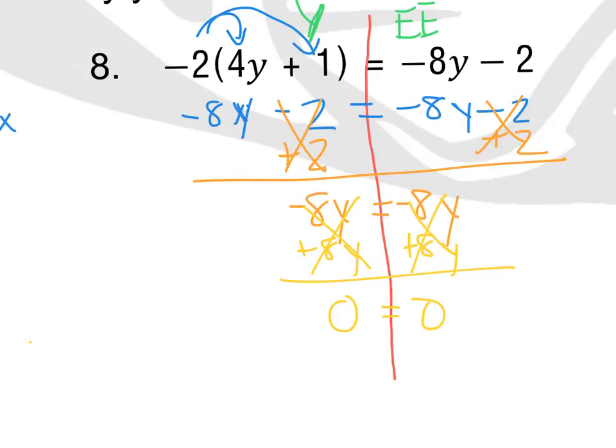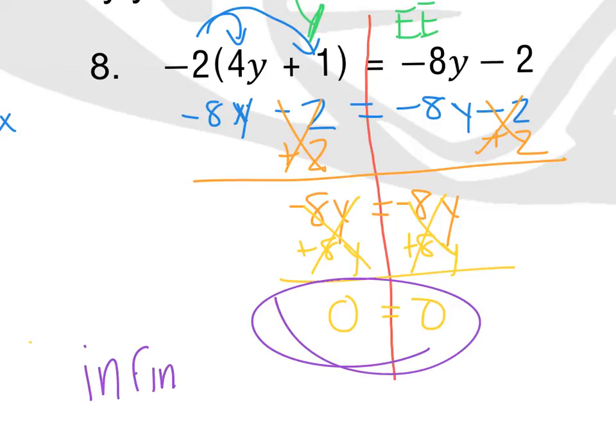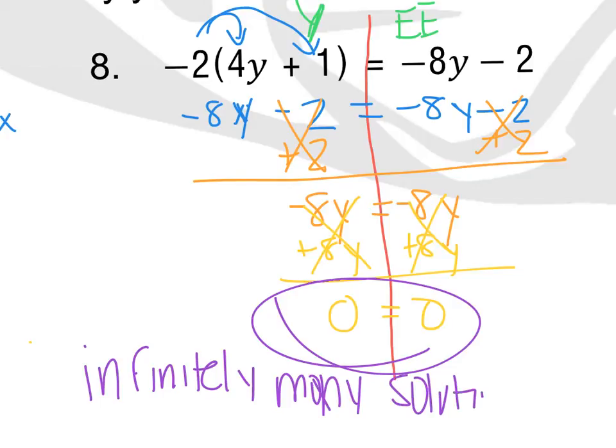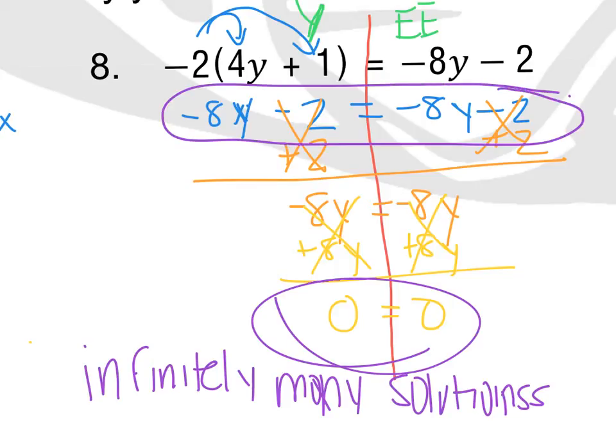Since these two were the same right here, this tells me there is infinitely many solutions. What that means is that the left side and the right side are the same. Okay? Well, if you look at this, you can actually see that as well, because you can look right here and notice that both sides had negative 8y minus 2. So since the left side, negative 8y minus 2, and the right side, negative 8y minus 2 are the same, that tells us automatically there's infinitely many solutions.